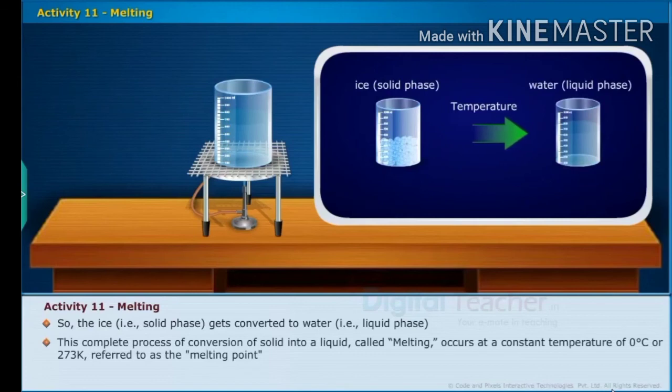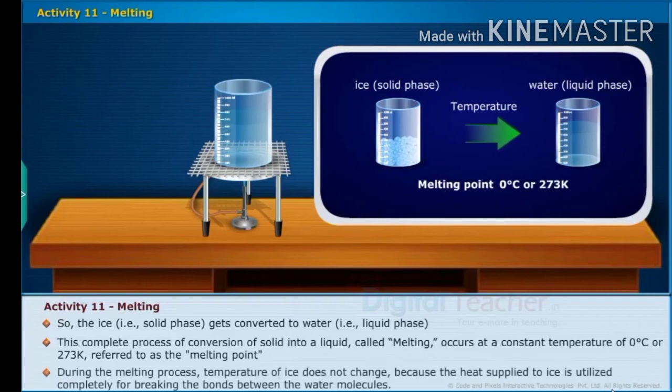This complete process of conversion of solid into a liquid, called melting, occurs at a constant temperature of 0 degrees Celsius or 273 Kelvin, referred to as the melting point. During the melting process, the temperature of ice does not change because the heat supplied to ice is utilized completely for breaking the bonds between the water molecules.